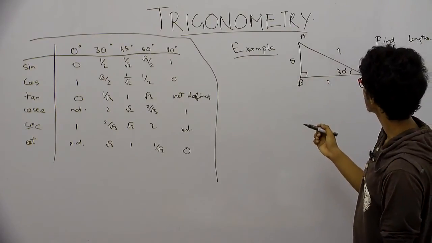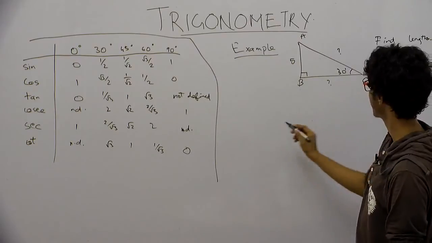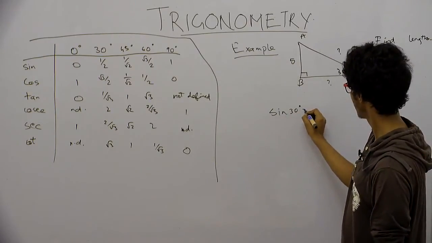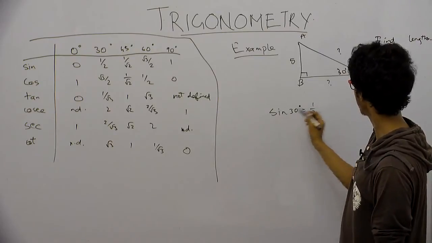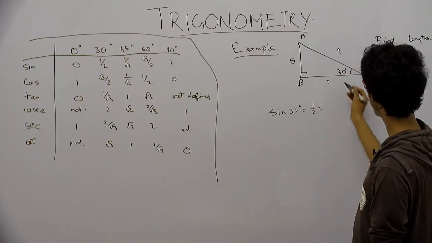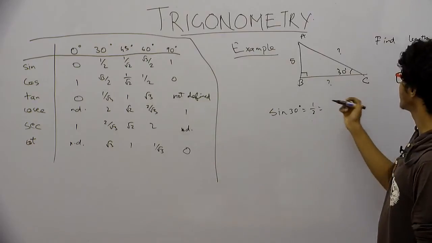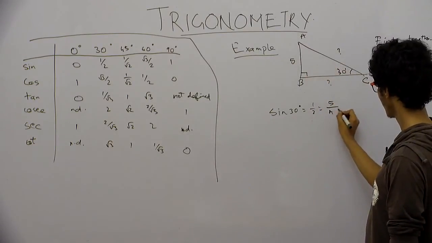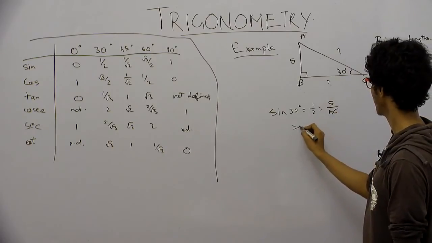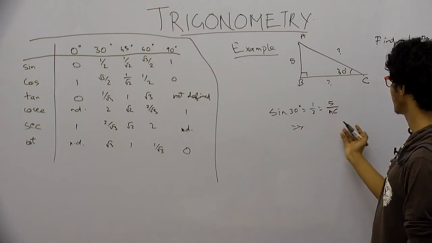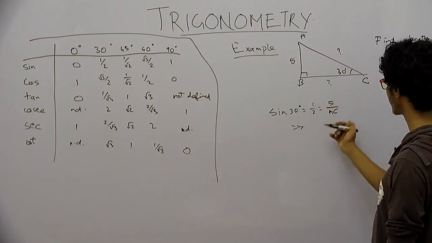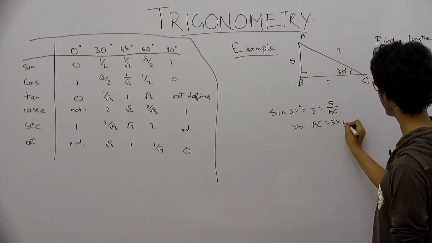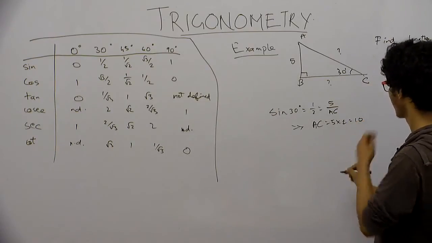Now, let's start with sine 30 degrees. What do we know about sine 30 degrees? It is half. But in this case, sine 30 degrees is also equal to sine C. And sine C means AB by AC. This is equal to 5 by AC. Now, multiplying AC both sides and 2 both sides, we get AC equals 5 into 2. This is equal to 10.